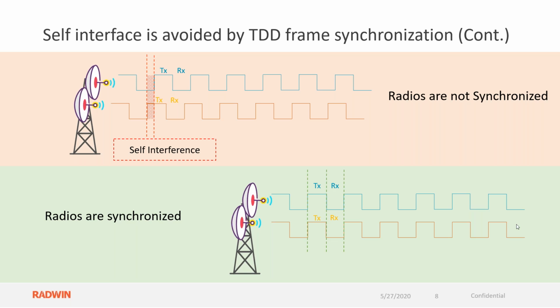And when it is synchronized, there is no phase shift, and there is harmony between the TX and the RX. When the radios are synchronized, they are all singing at the same rhythm. It means that either all of them transmit or all of them receive.